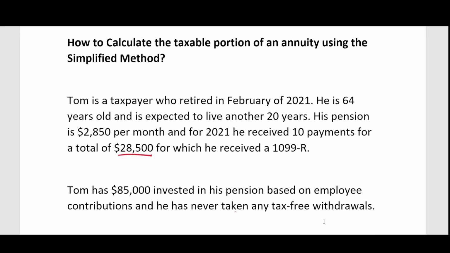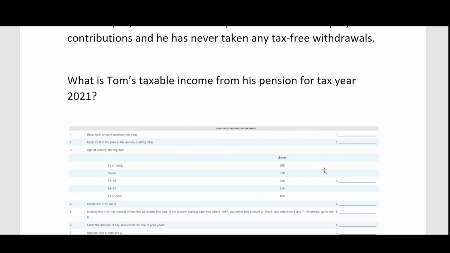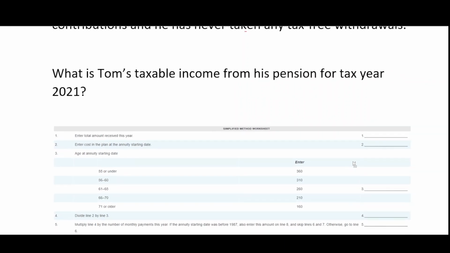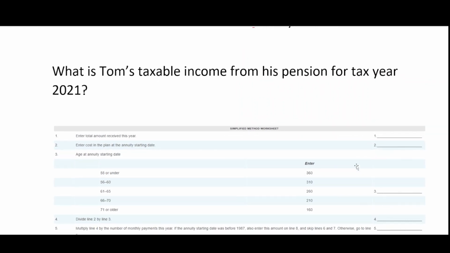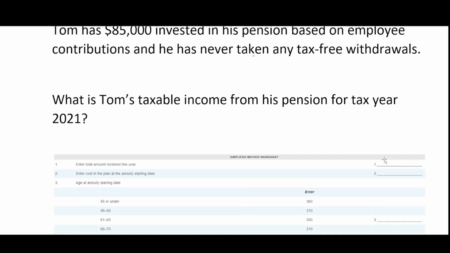Tom has contributed $85,000 into this pension based on his employee contributions and has never taken any tax-free withdrawals. In this case, we're going to use a simplified worksheet. Let's scroll down here. So we're looking for Tom's taxable income from his pension for tax year 21. The first thing we need to do is enter the total amount received this year, which, if we remember from up top, is $28,500. So I'm going to go ahead and annotate that here, $28,500.